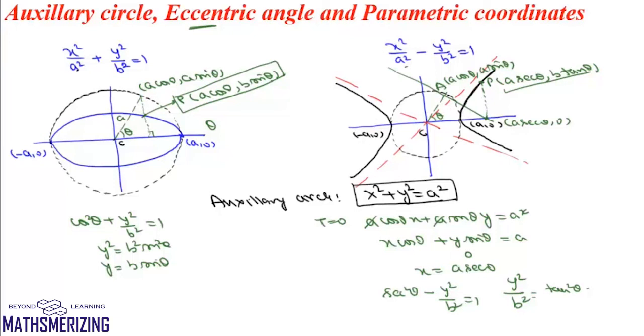So the result that we have here is, for both ellipse and hyperbola, the equation of the auxiliary circle is given by x square plus y square equals a square. Now in case of an ellipse, we'll choose any point as a cos theta and b sin theta. And in case of a hyperbola, we'll choose this point as a secant theta and b tan theta.